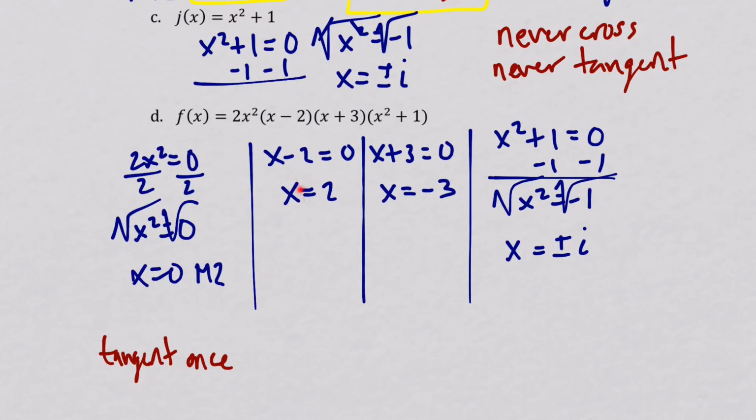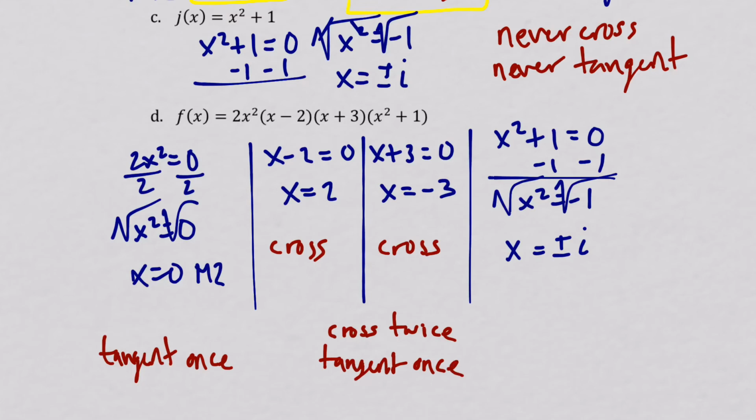For the next one, x equals 2. Since the multiplicity is simply 1, it will cross. For the next one, multiplicity is also 1, so it will cross again. And for the last one, these are complex, right? Imaginary numbers, so it will not touch or cross at this point. Okay, so the final answer is it will cross twice at 2 and negative 3, and it will be tangent once at 0. Right? It will cross twice, these two, and it will be tangent once, which is this one.